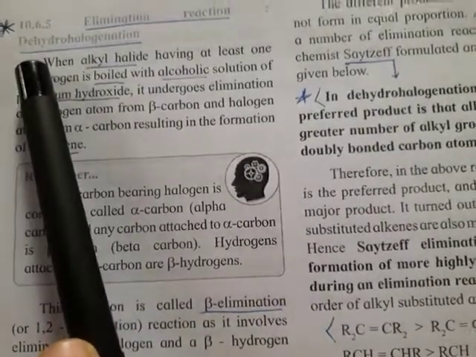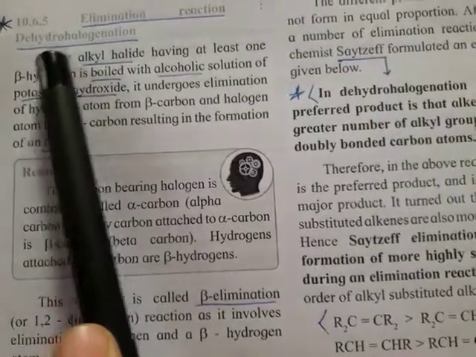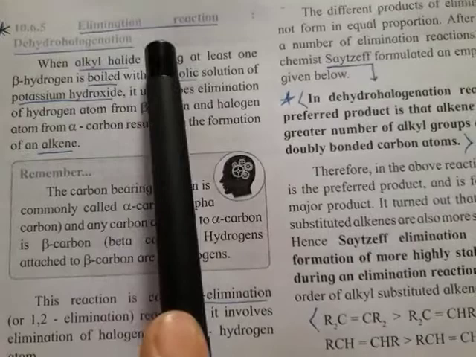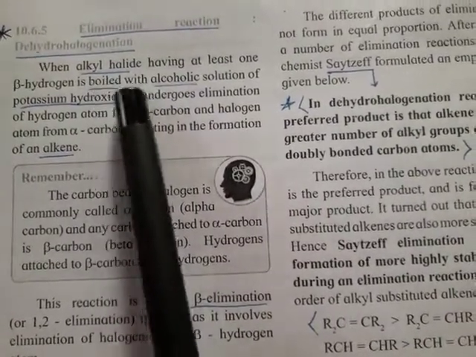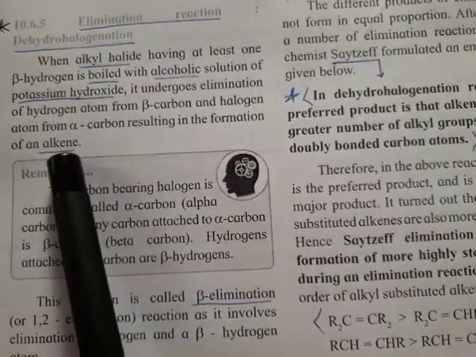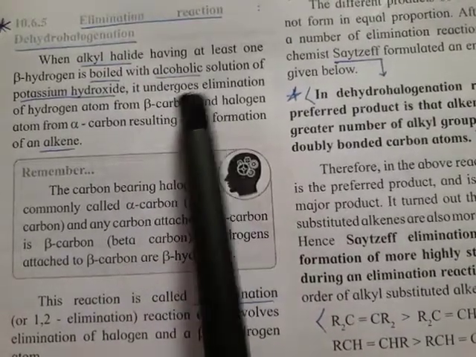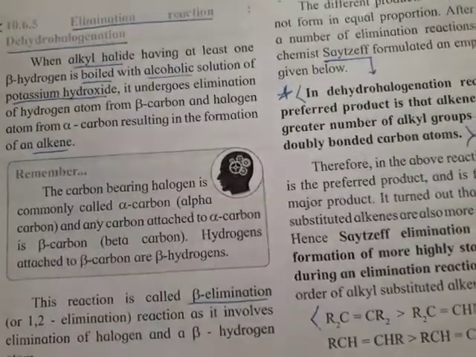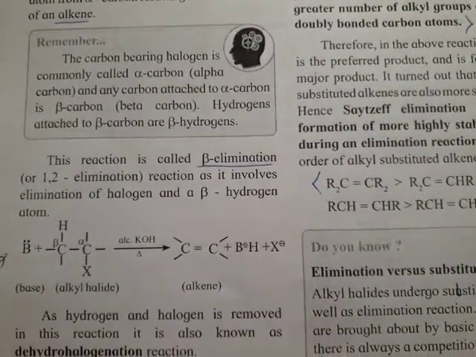Dehydrohalogenation. D means removal, of hydrogen and halogen. So removal of hydrogen and halogen to form an alkene is called an elimination reaction. What happens in this reaction? Alkyl halide reacts with alcoholic KOH and we get alkene as the product. We call this reaction also beta elimination.